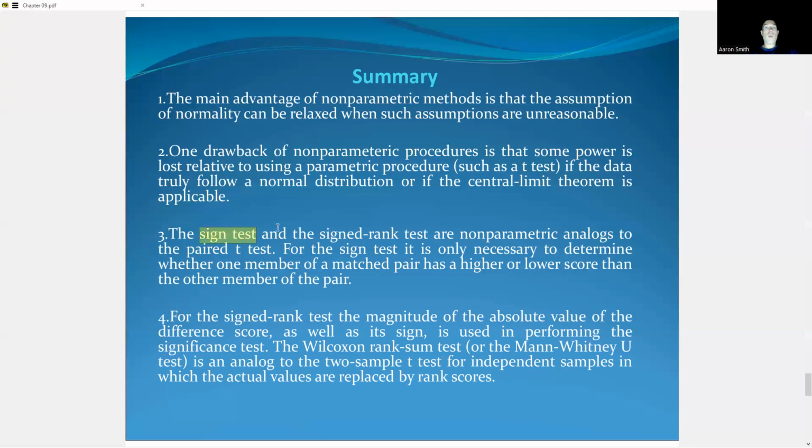The sign test and the signed rank test are non-parametric analogs to the paired t-test. And the sign test is that very simple one where I take my data and just break it into two groups, positive and negative, plus one, negative one, and then I run the binomial distribution to figure out my p-value. Now, for the signed rank test, the magnitude of the absolute value of the difference score as well as the sign is used for performing the significance test. The Wilcoxon rank sum test, or the Mann-Whitney U, is an analog to the two-sample t-test for independent samples. And here we're using ranks to get that going.